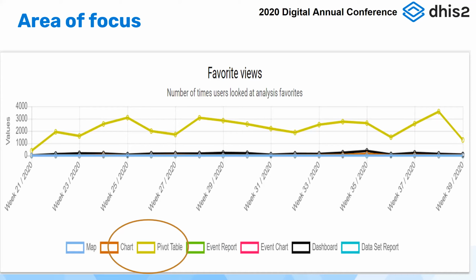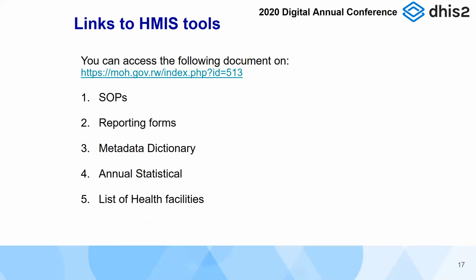You can see it from the system, the favorite views. You can see that obviously our system, DHIS2, is telling us that most of the people are using pivot tables and charts. So we need to put much effort on the dashboards. We need to put much effort on other analytical objects like maps and others. So this is the link to our tools that I've been presenting, SOPs, annual statistical booklet, and others.